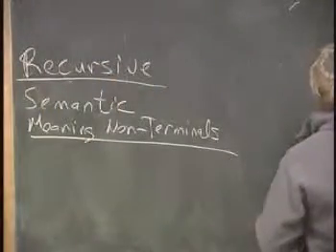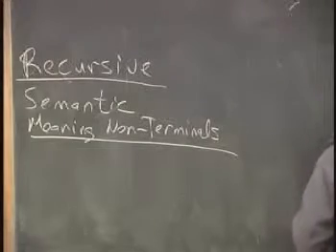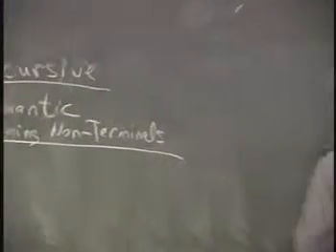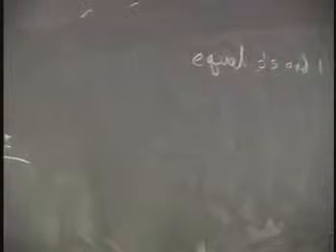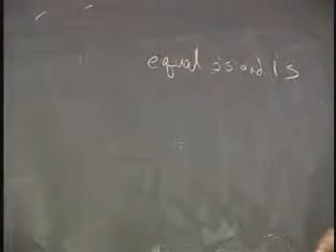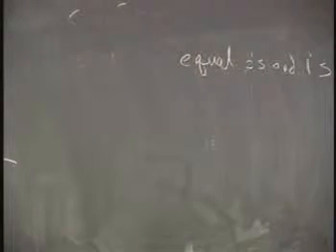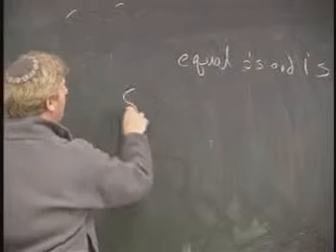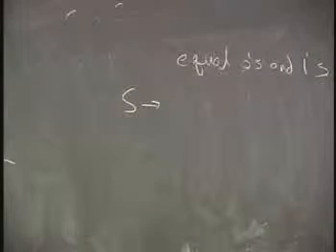We're going to do equal zeros and ones. That means the zeros don't have to come before the ones. They can be mixed up as long as there's an equal number of zeros and an equal number of ones. It's definitely not a regular set. Let's come up and make a context-free grammar for it. This is going to be an example of the semantic meaning style.